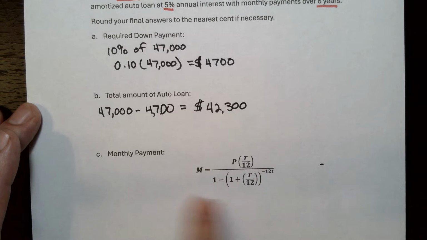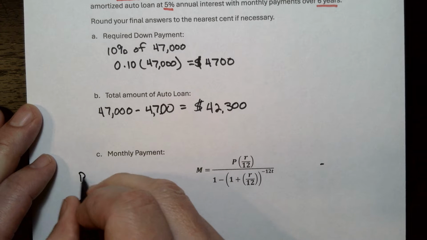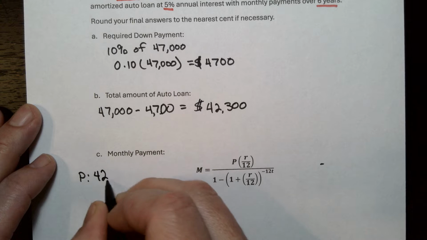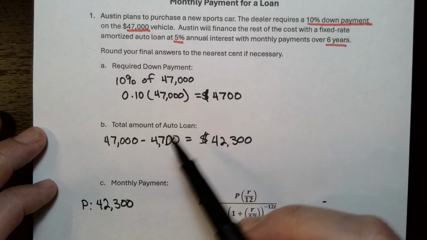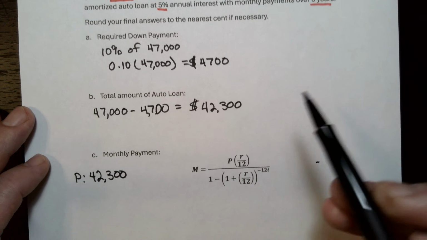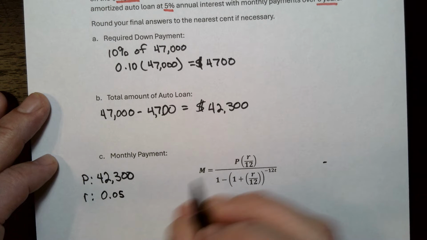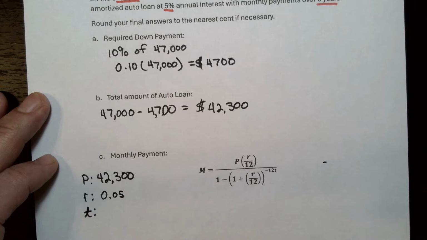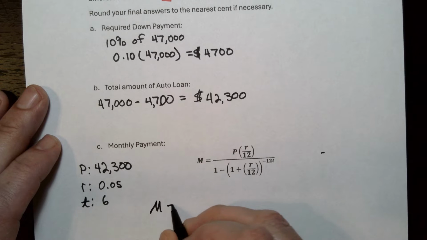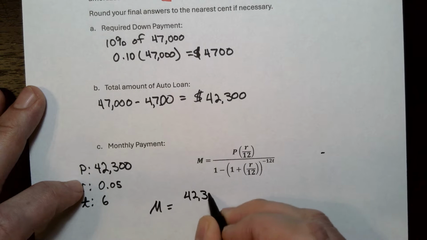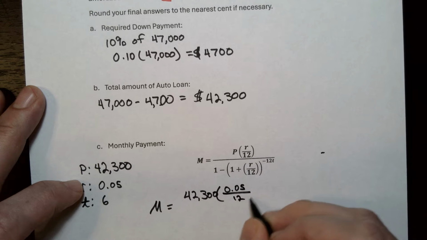Here's the monthly payment formula right here. P is however much the loan is for. So in this case, the P is 42,300. It's not 47,000 because he paid that with the down payment, so it's 42,300. The rate is 5%, so 0.05, and the time is 6 years, so 6. And now we're just going to put this into the calculator. So M is equal to 42,300 times our rate, 0.05 over 12.